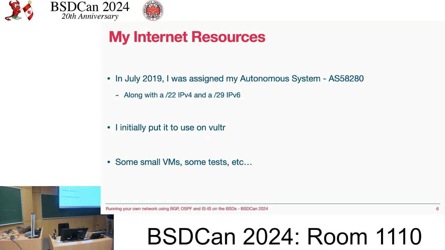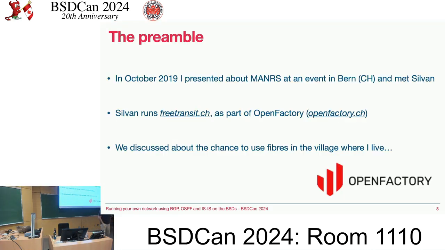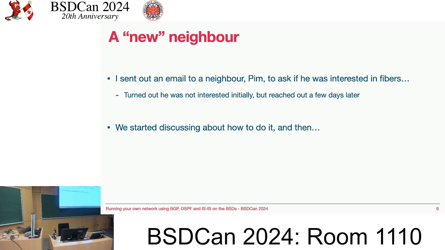So I started with some small virtual machines, some tests, but then something happened. In October 2019, I gave a presentation in Bern, and I met a person called Sylvan. Sylvan runs freetransit.ch, which, by the name, gives you free transit. You can get bandwidth from them as part of the Open Factory offers. We discussed, and then Sylvan told me, "Hey, but where do you live?" I live in a small town called Brütisellen, and his eyes lit up and he said, "Oh, so you can get fiber then?" I said, "Well, I do." "No. You can get it in a different way. I can help you with that."